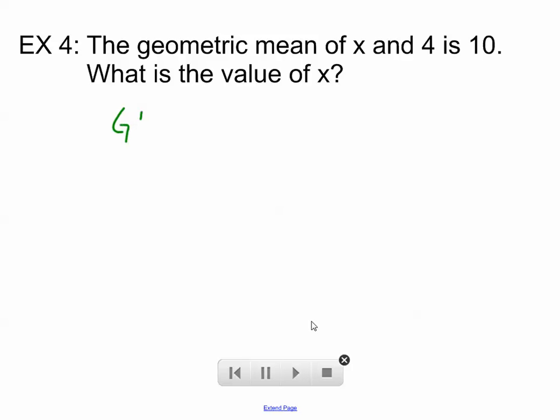But let's at least give you the formula for computing geometric mean. Geometric mean is the square root of the product of two values. So if given two numbers, you would multiply them together and take the square root of their product to get the geometric mean. So we're told that the geometric mean of 4 and x is 10. The geometric mean 10 is the square root of 4 times x. It's a pretty easy setup, and then it's just a matter of solving the equation.